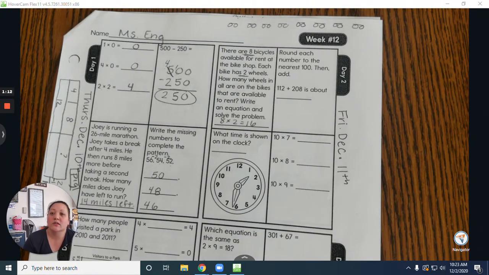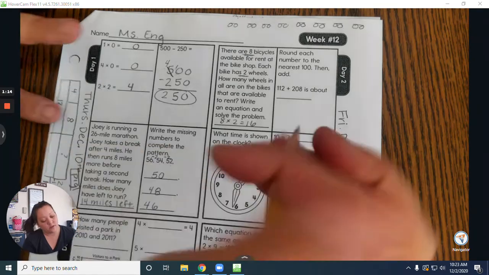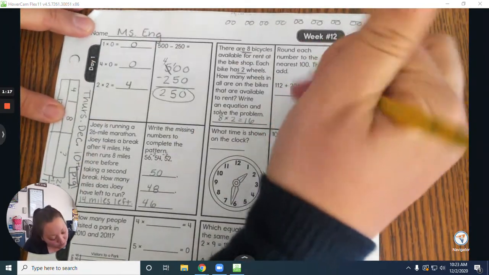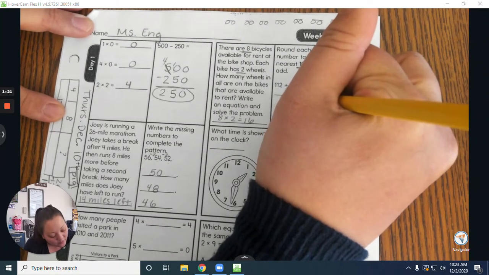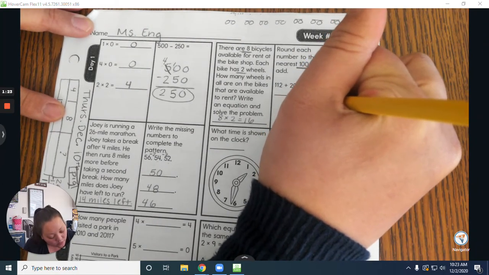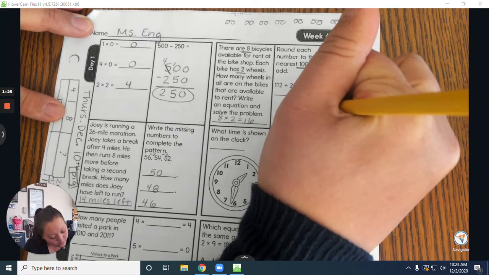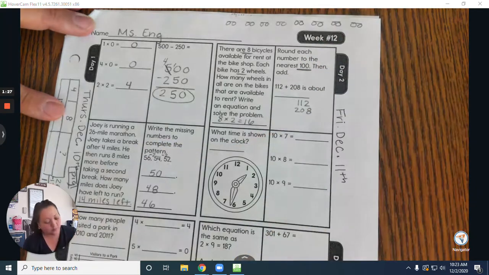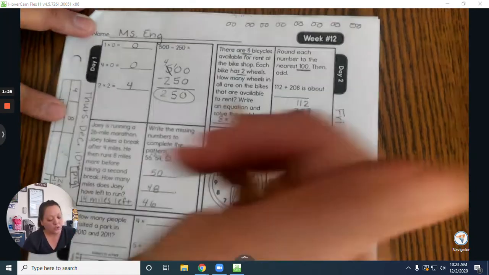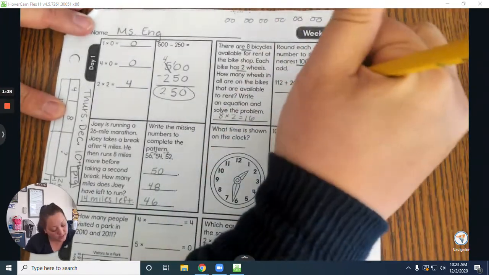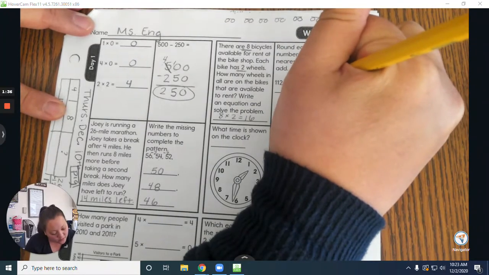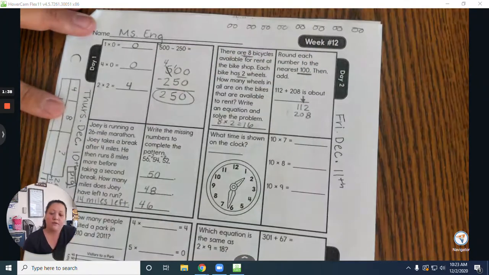Round each number to the nearest hundred, then add. Okay, so this is a two-stepper. So when we're looking at hundreds, we have to look at the tens spot. So here's our numbers. Okay, so if I am rounding, the tens spot for right now is in the center.